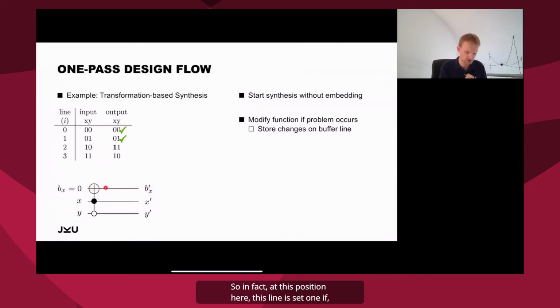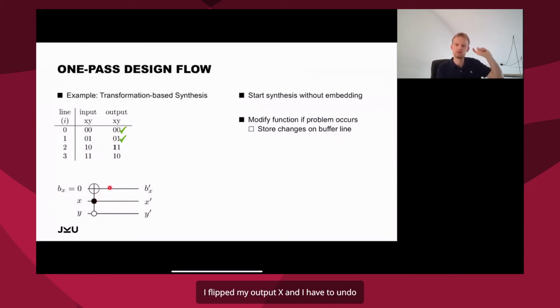So in fact, at this position, this line is set to 1 if and only if exactly such a pattern occurred. And then I know in this case I flipped my output X, and I have to undo this later on. Using this trick, using this buffer line, I now can continue my synthesis approach because now I have a reversible function. And now I continue my synthesis by making this input equal to this output.